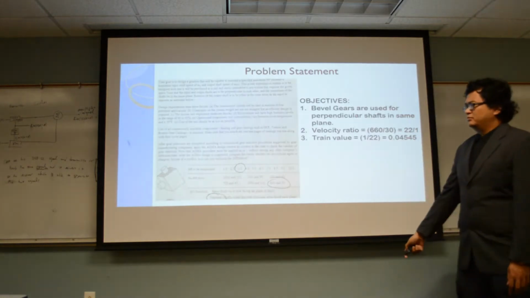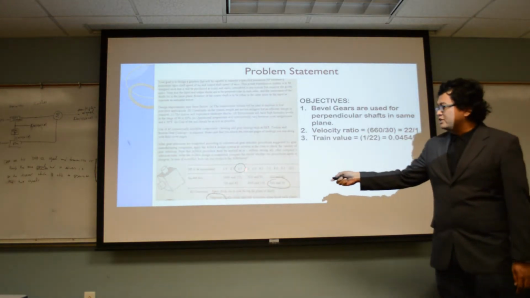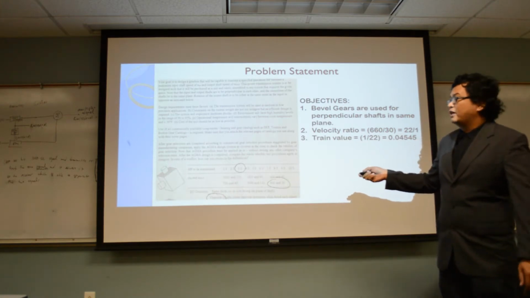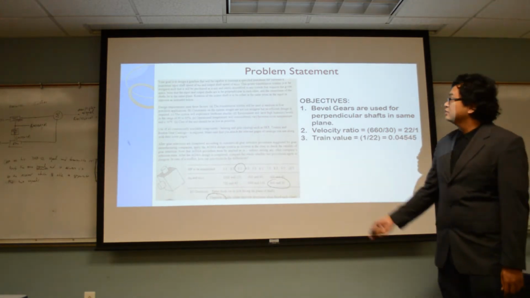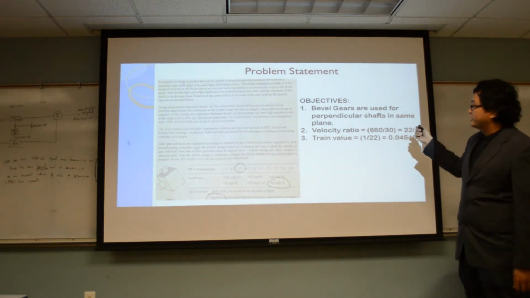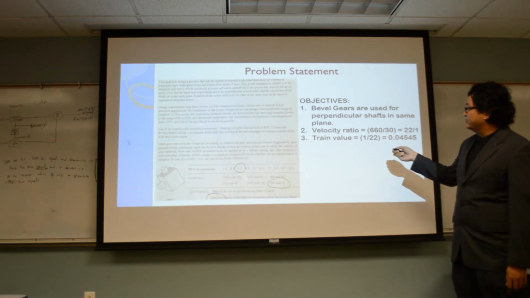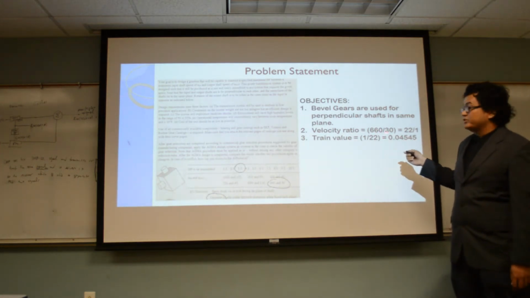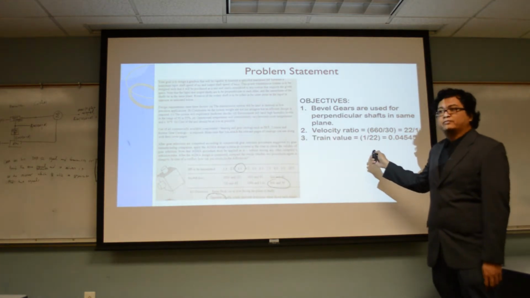Our problem statement. We were given 3.5 horsepower transmitted to our system, along with 660 and 30 values for our input and output shafts, in opposite directions. The objective was that bevel gears are used for perpendicular shafts in the same plane. That velocity ratio gave us 660 over 30, which was 22 over 1, and the train value was 0.04545.